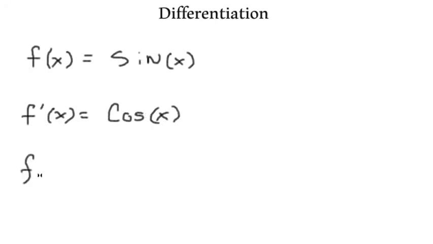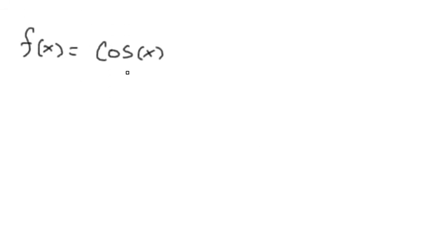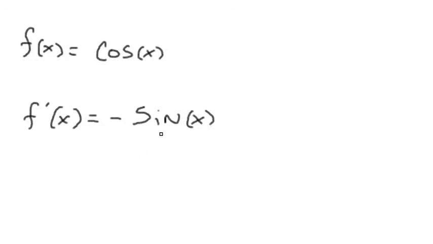We need to memorize that the derivative of sine x is cosine x. What about if I were to write f of x is equal to cosine x, and we want to find f prime of x? The derivative of cosine x is negative sine x. Remember, the derivative of sine x was cosine x, but when you take the derivative of cosine x, you throw a negative out in front. You've got to memorize those.